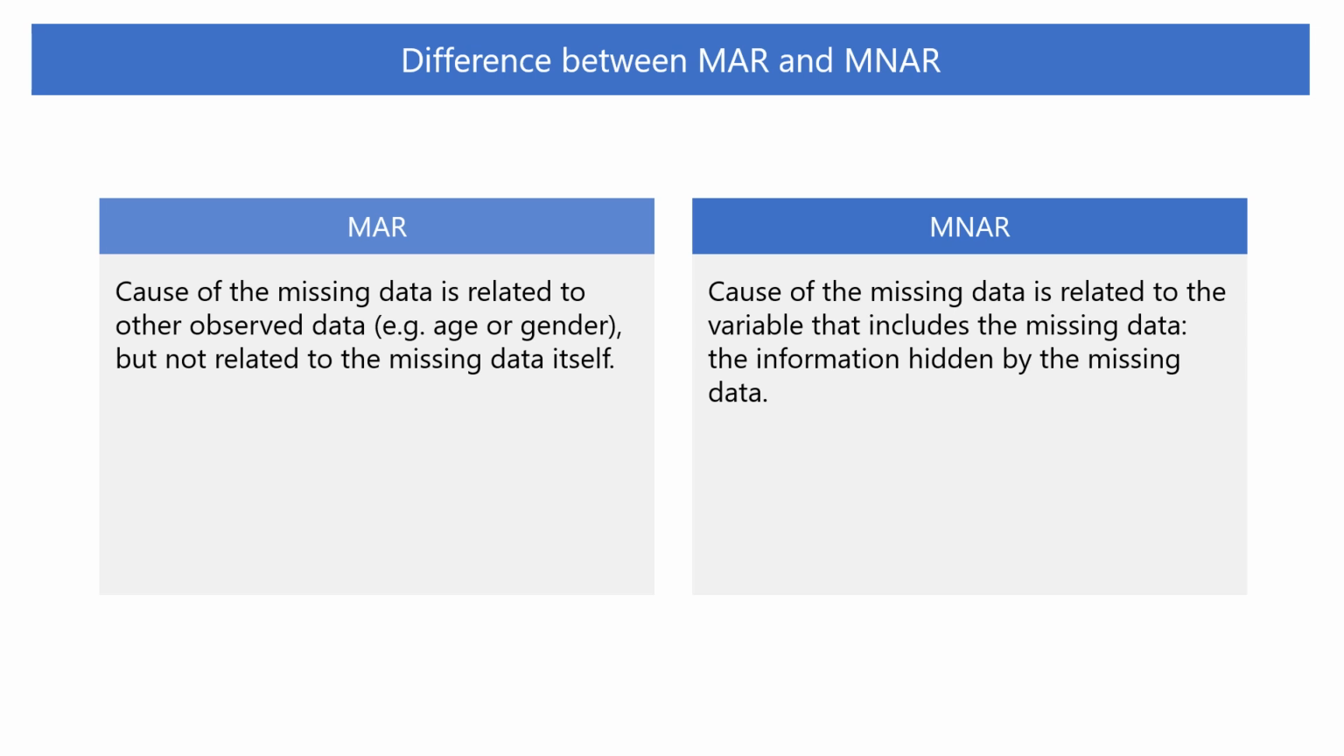Next, let's clarify the difference between MAR and MNAR. MAR is the assumption that the cause of the missing data is related to other observed data, but not related to the missing data itself. On the other hand, MNAR is an assumption that the cause of the missing data is related to the variable that includes the missing data, and that the information hidden by the missing data is the cause of the missing data.